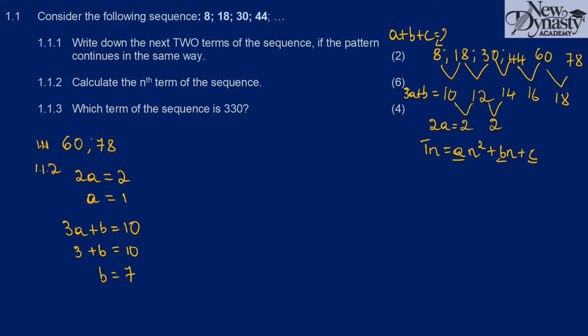Now continuing to find the value of c, you're going to use a plus b plus c, and this is equal to the first term of the sequence, which is 8. Then let us sub in a. A is 1, b is 7. We don't have c, we are looking for c, and that is equal to 8. Then 1 plus 7 is 8. Then subtract 8 on both sides. Then your c here is going to be equal to 0. So your c is 0 in this case.